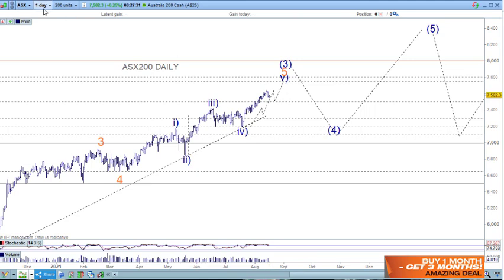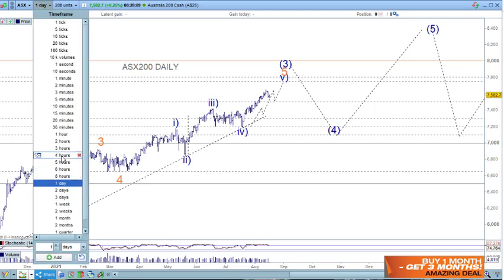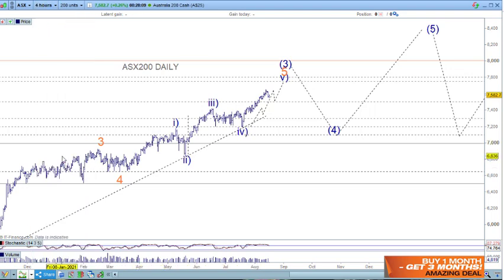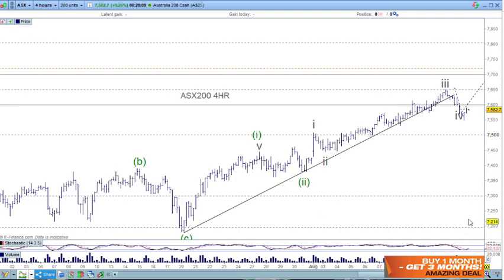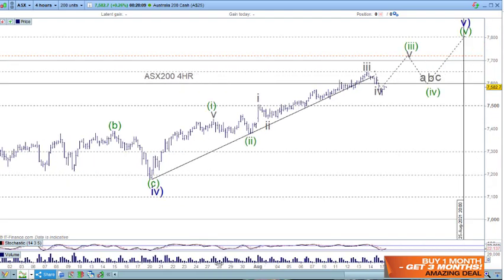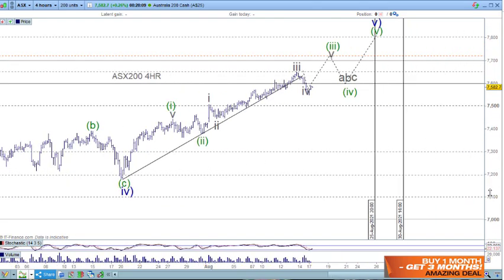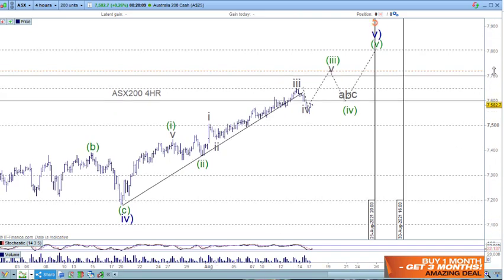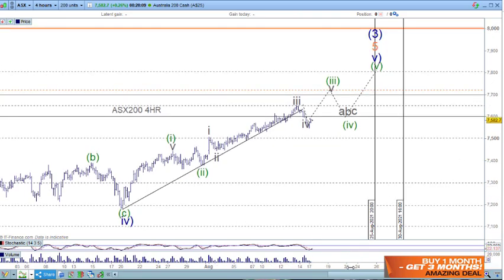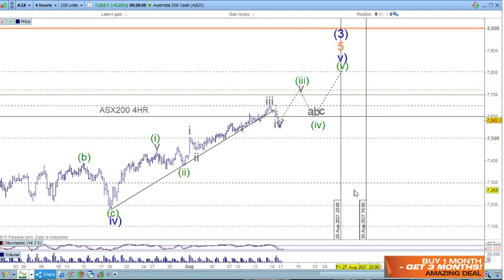So let's just cruise in a little further. We'll go to the 4 hour, then the 1 hour. So picking it up from that blue wave 4. That's our blue wave 4 here. And so you can see where we are. This is the 25th of August, and this is the 30th of August.